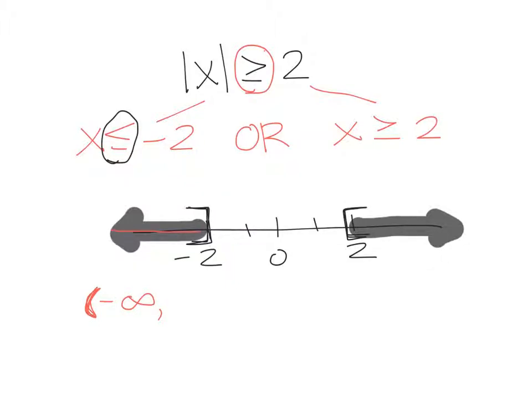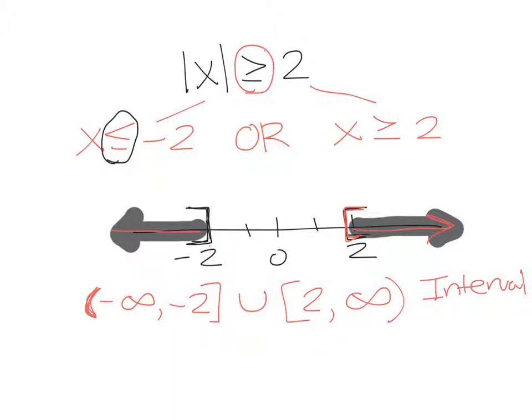Then you travel along till you hit negative 2. Negative 2 uses a bracket. You use a union symbol since you have more than one shaded region. The right of your second region is 2 with a bracket, and you go to infinity, so comma infinity. That would be your interval notation.